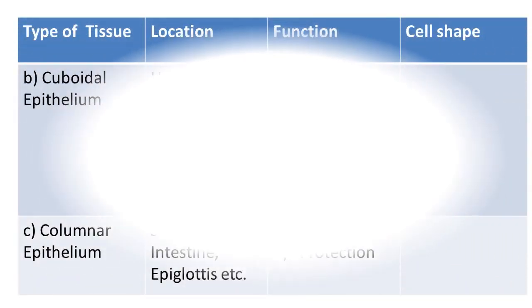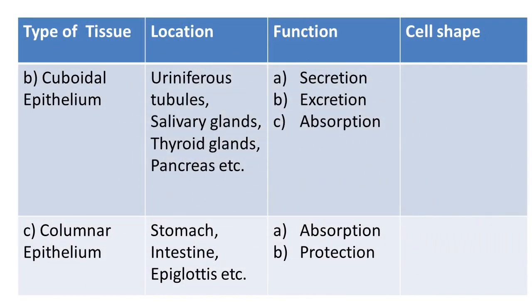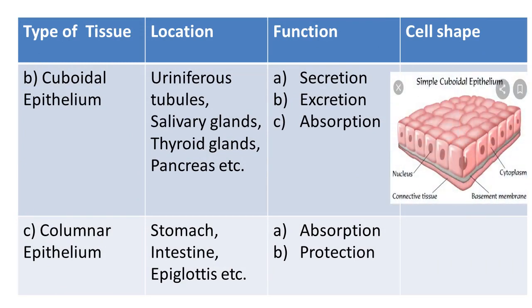The next type of tissue is cuboidal epithelial cells. Cuboidal, as the name indicates, is cube shaped. You can see the image here now. It is in the form of cube shaped cells. It is present in the uriniferous tubules, salivary glands, thyroid glands, pancreas, etc. It helps in secretion, excretion, and also the absorption process.